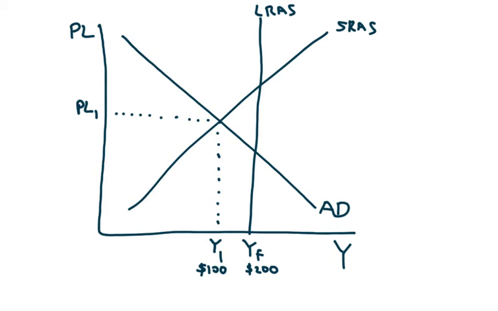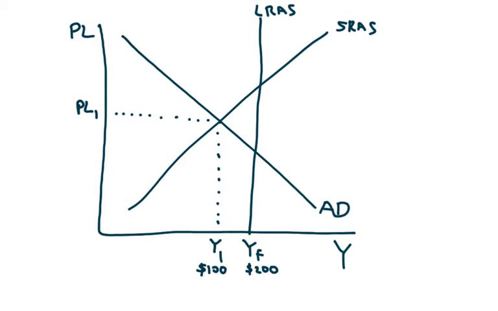So hopefully after looking at this for a few seconds, you see that we're currently in a recessionary or negative output gap. And we know this because the intersection of aggregate demand and short-run aggregate supply is to the left of LRAS, and we also note that Y1 is less than YF, so we're underneath potential GDP or full employment output YF.